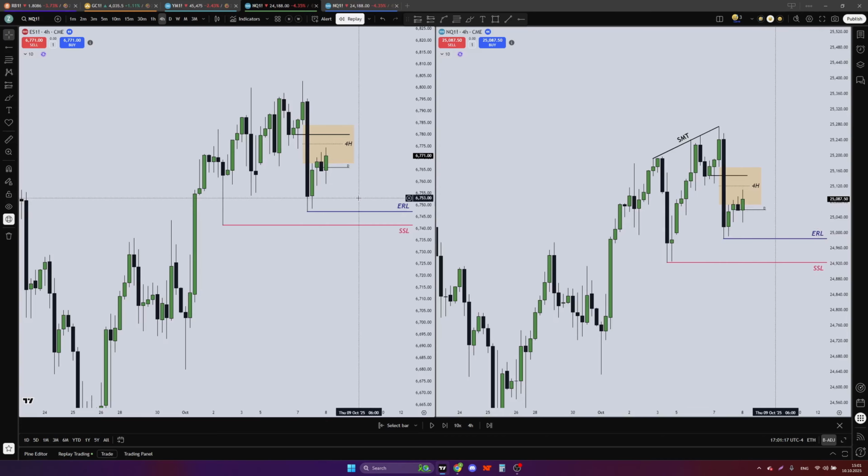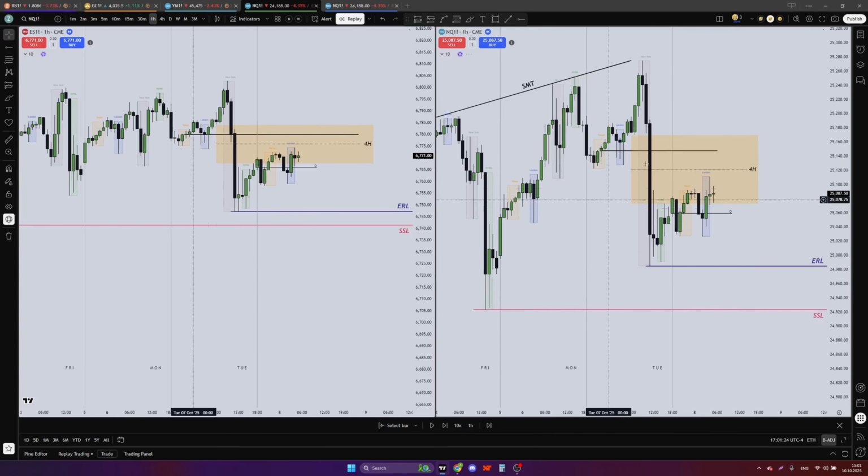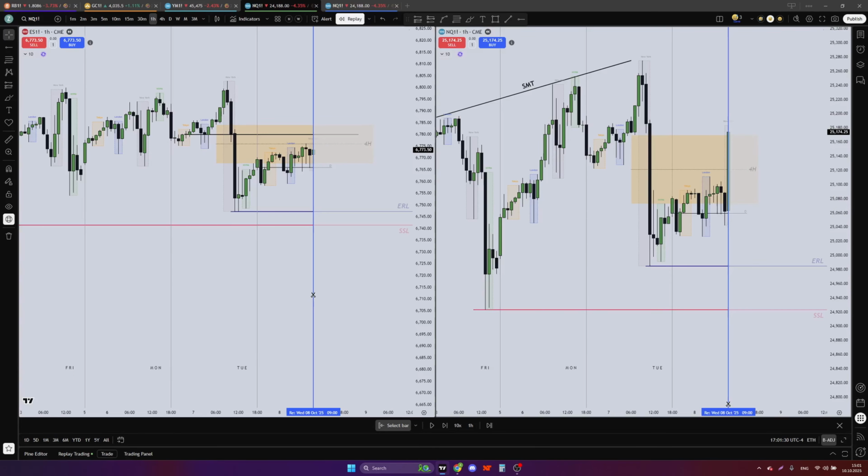Simply framing internal to external move, and then let's see what happened, how the daily candle printed so far, right? Because I'm trading the New York session.